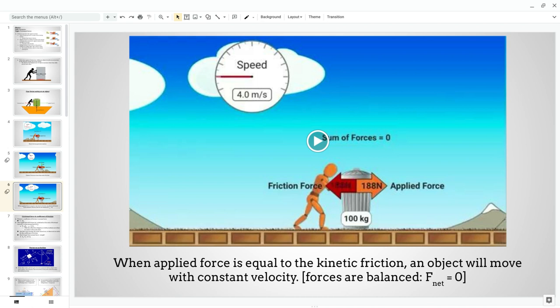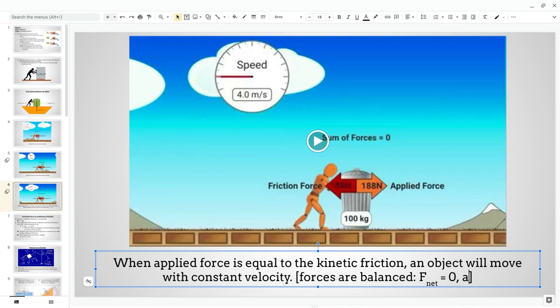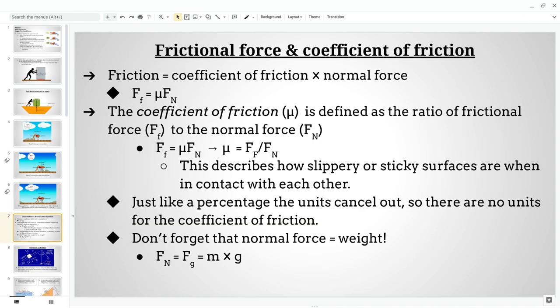And then it brings us to Albert Einstein's theory of relativity, which is even weirder because that means, and this is real, right? Staying still at rest is the same thing as moving with constant velocity. There is no difference. Okay? So when applied force is equal to kinetic friction, an object will move with a constant velocity. The forces are balanced, meaning the net force is 0, so acceleration equals 0. However, that doesn't necessarily mean that velocity is 0. It could be 0 velocity, or something could be moving with constant velocity.